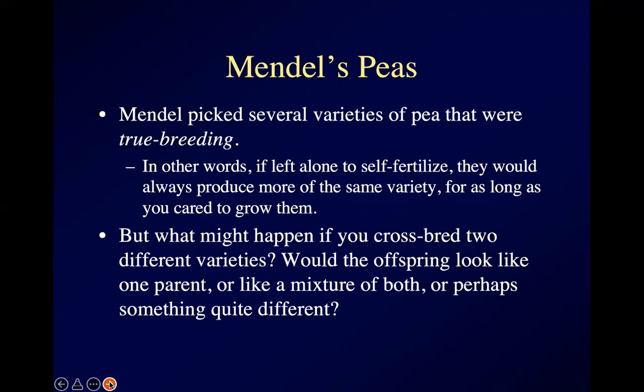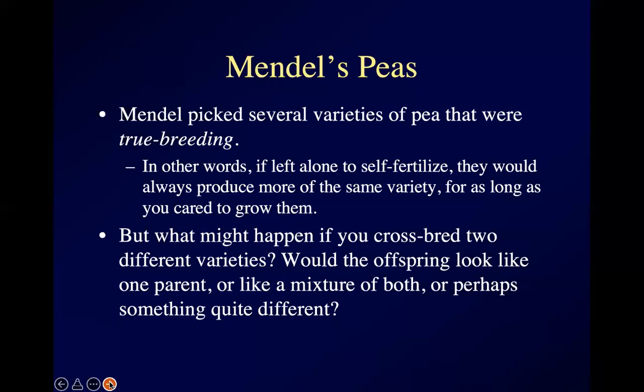But Mendel wondered, what happens if you crossbred two different varieties? What happens if you take pollen from a purple-flowered pea plant and you use it to fertilize the eggs of a white-flowered pea plant? You can probably think of several possible hypotheses. It's possible that the offspring would look like one of the parents. Maybe the offspring would all be purple or they'd all be white.